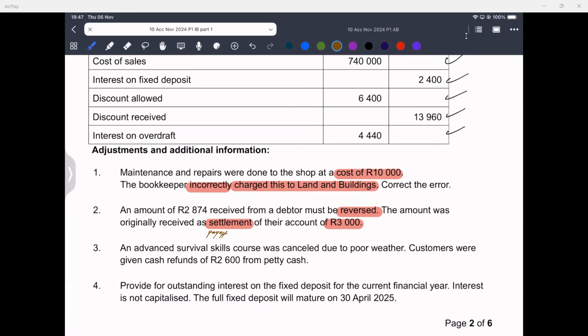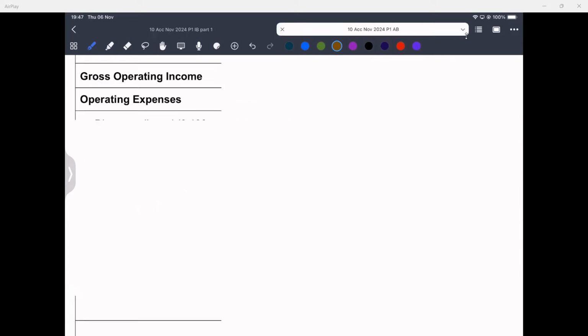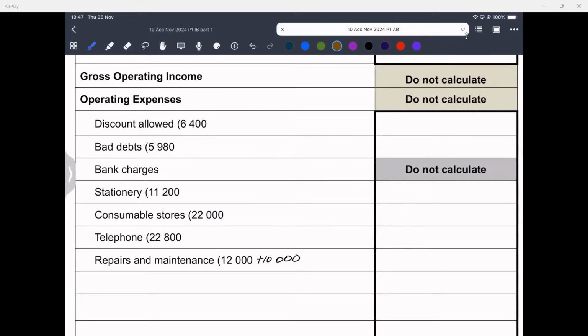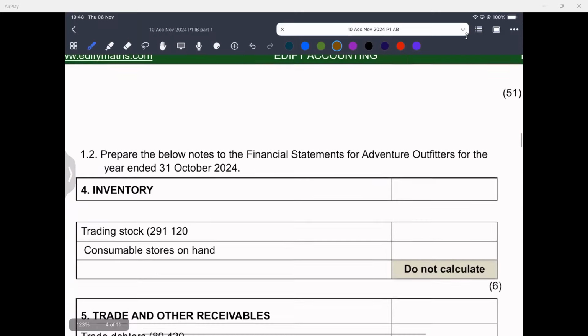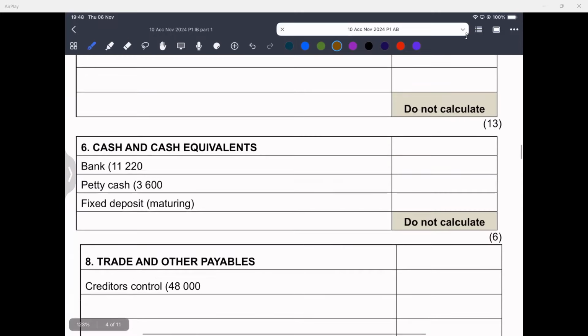It affects 3 accounts. The first account that will be affected will be bank. We will increase bank by the 2,874. But because this needs to be reversed, it was added to bank when we received it, or when we thought we received it. You will find bank in cash and cash equivalents, and it amounts to 11,220. That means that 2,874 is already in there. It was added. So you do the opposite to reverse it, you just take it out.